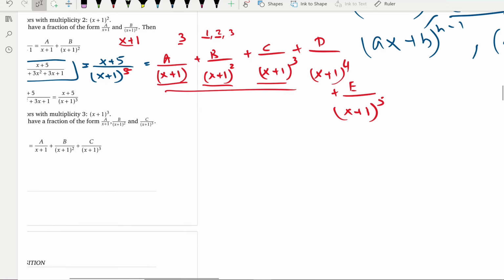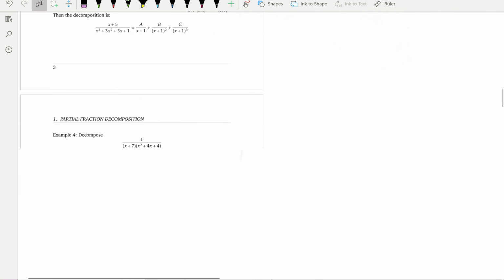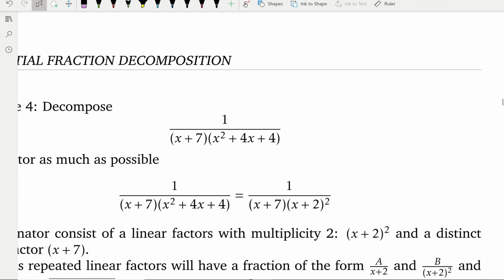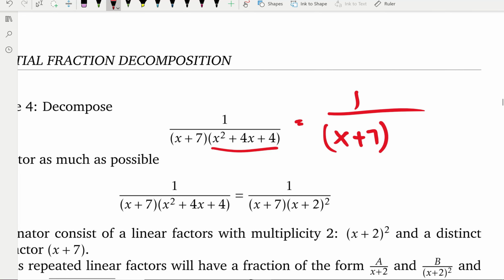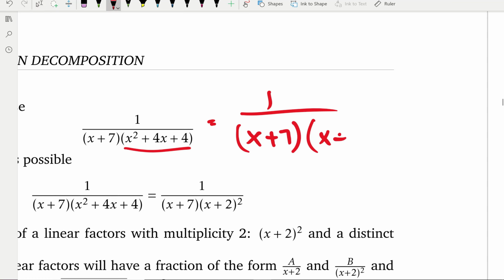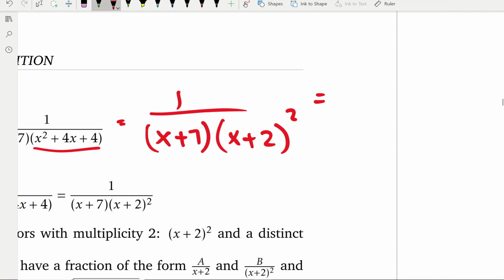All right, how about a mixed case scenario? Something like this: 1 over (x plus 7) times (x square plus 4x plus 4). Let's factor this as much as possible. So x plus 7, and if you factor x square plus 4x plus 4, you get (x plus 2) square. Now look at this fraction. We have distinct linear factors, but x plus 2 is repeated.